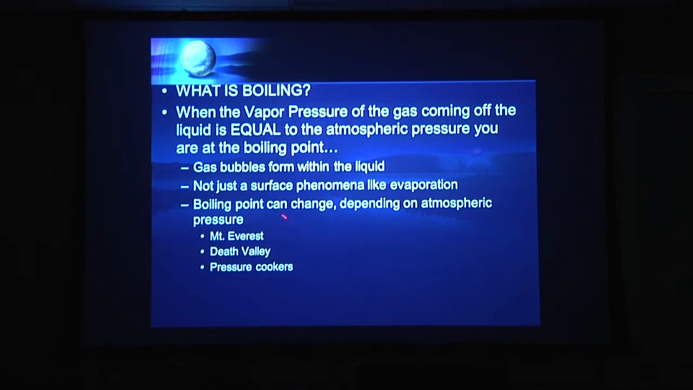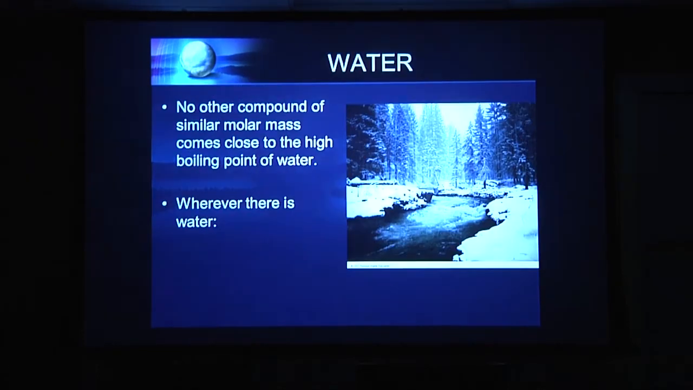So on Mount Everest it's lower. In Death Valley, would the boiling point be higher or lower than normal? Well, Death Valley is actually below sea level, so the pressure is going to be greater, so the boiling point will be slightly higher for water in Death Valley. Pressure cookers also have a higher boiling point because of the way the steam is trapped and increases the boiling point.